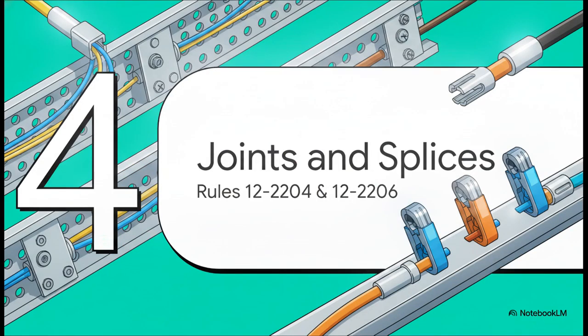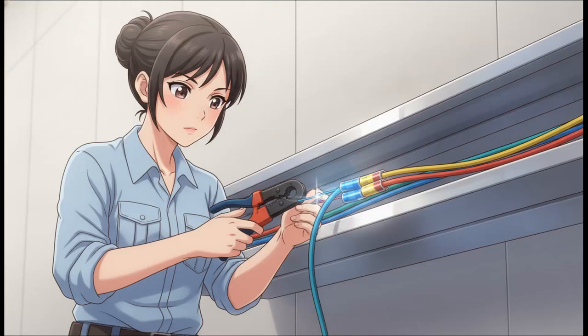Let's move into Section 4, Joints, Splices, and Connections. Under Rules 12-2204 and 12-2206, if you want to keep the site inspector smiling, you really need to follow these best practices. Yes, you can make joints and splices on feeders or branch circuits within the tray itself, but the connectors must be insulated and they absolutely must remain accessible. Do not bury your splices under a mountain of other cables. Furthermore, when your tray connects to other wiring methods, you have to ensure the cables aren't subjected to mechanical damage or abrasion, and you need to make sure that effective bonding is maintained across that entire transition.